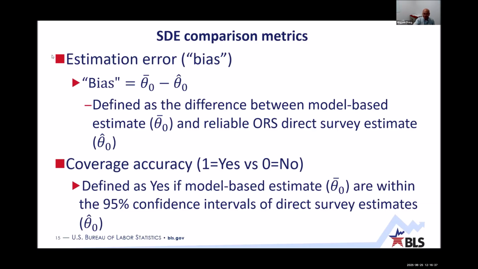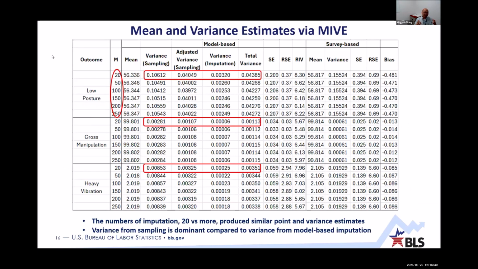At the US level, first we tried the parametric bootstrapping, because usually people say it's around 20. That's a recommendation, but we tried 20 to 250. It looks like the number of imputations or bootstrap samples, 20 versus more, produces similar point estimates and also variance estimates. So that's why we could go with 20 for all the rest of the work, because anyway it's a time-consuming process if you go to 200 every time. And the other finding is that variance from sampling at the US level is dominant compared to variance from model-based estimates.